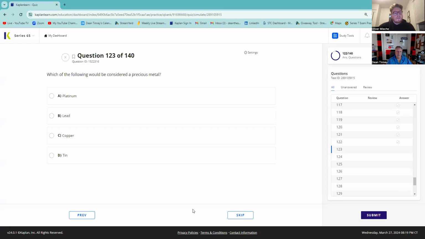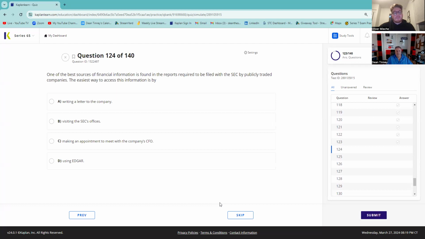Which have long been considered a precious metal. This is stupid, but testable. Platinum. Yeah, they love to ask about copper is not. So they have a question that says all the following are precious metals except, and then you need a copper is not. One of the best sources for financial information is found in the reports required to be filed with the SEC by publicly traded companies. The easiest way to access this information is by using EDGAR. Right on.